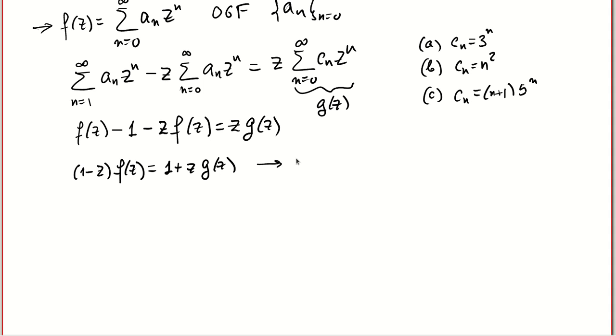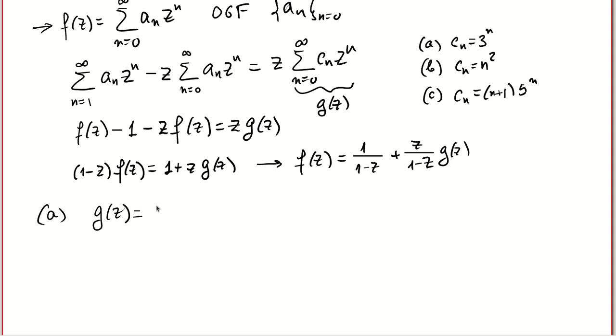Which leads to this expression for f: 1 over 1 minus z plus z over 1 minus z times g of z. So once we identify this function, we already have the function f, and then we can expand this expression in order to get the coefficients, which are the solution to our recurrence. Okay, so let's begin with a. We have 3 to the n. So what is g of z?